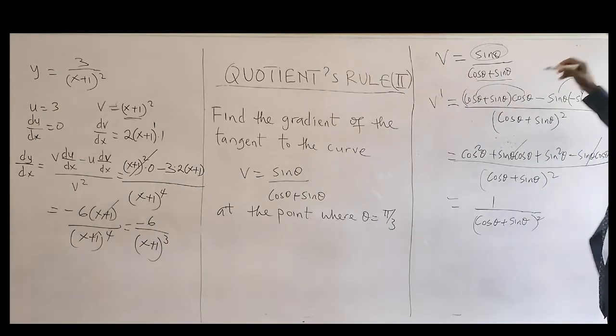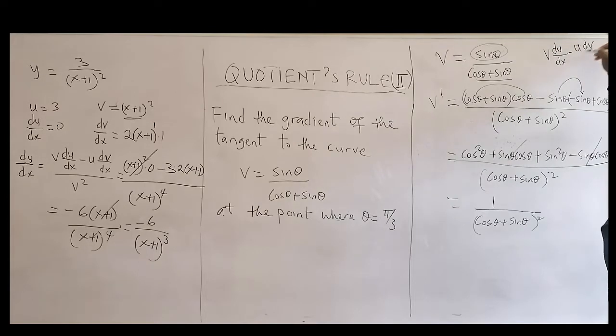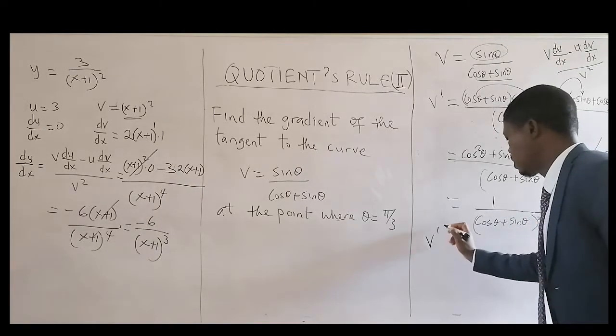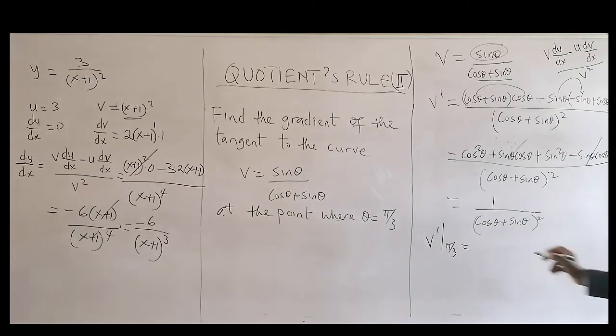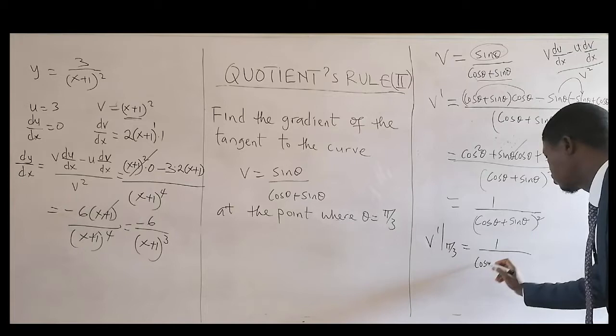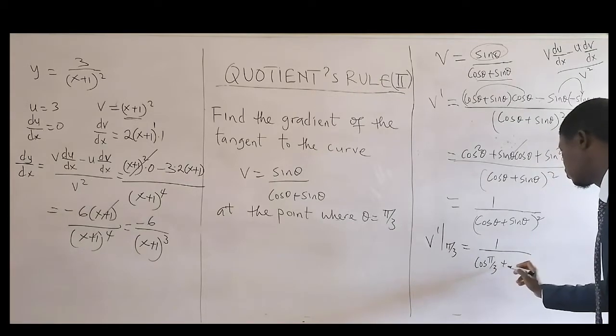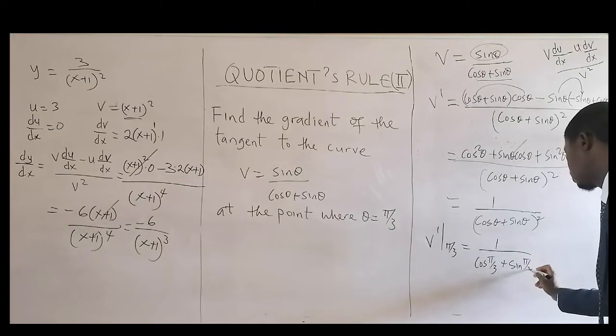Forget the letters; what we have here is (v du/dx minus u dv/dx) over v squared. That's what we are using. So minus u is sine theta, and then the differential coefficient of my denominator is this. Now we evaluate at the point pi over 3, so v prime at pi over 3 will be equal to 1 over (cos pi over 3 plus sine pi over 3) all squared.